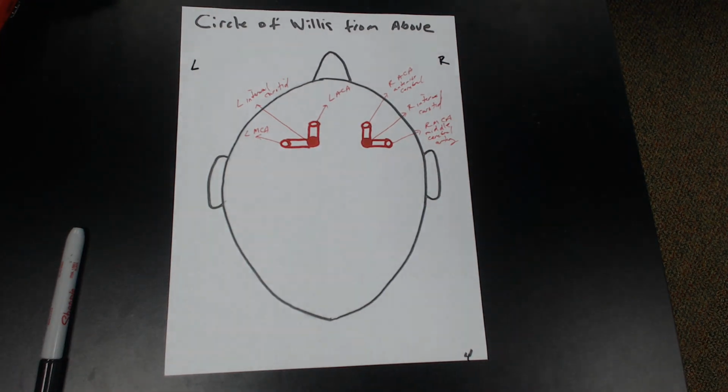So it's a little bit easier to see there. You have your internal carotids coming straight up and coming forward and then flipping over. You have your ACA, and then coming straight out to the sides, you have your MCA. Hopefully that's a little bit more clear.